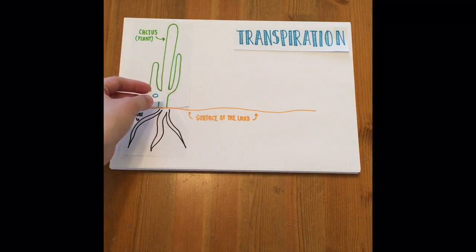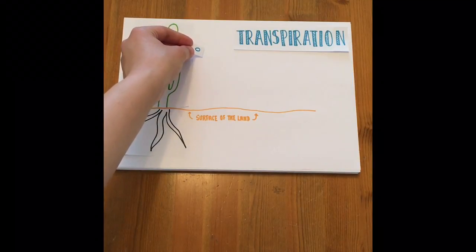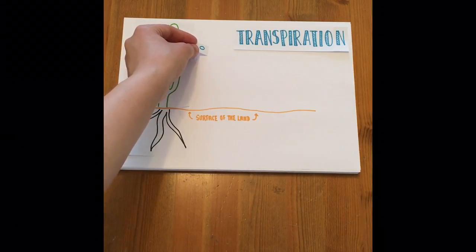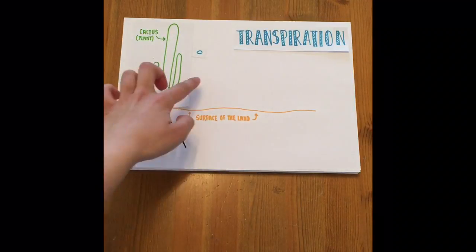Later, the water evaporates from the leaves of the plant, or in this case, a cactus, so the stem, in the form of water vapour, which is a gas. So you can see that this is another form of water loss from the surface of the land, because the water is now a gas, water vapour, and it's in the air, not on the land.